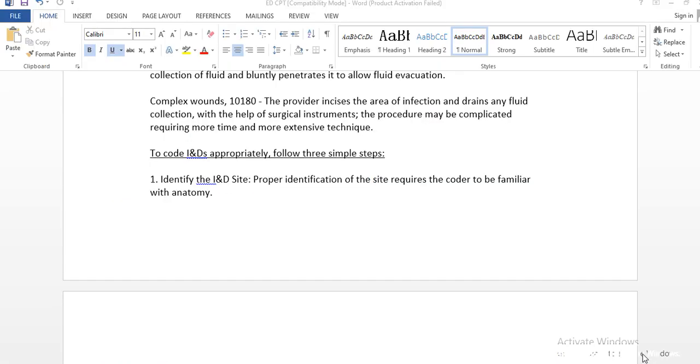And the last code we have is complex wounds. So incision and drainage of complex wounds, we have one single code, 10180. We will see it in the CPT book. If you see here, 10180, incision and drainage, complex postoperative wound infection.